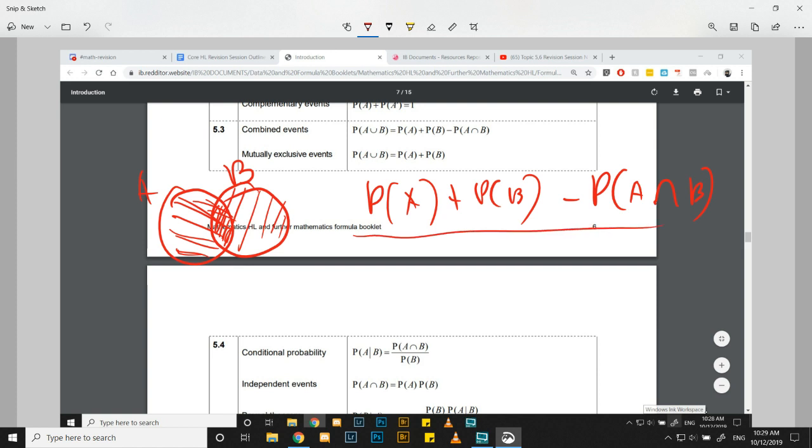If they're mutually exclusive events, that means they have no intersection at all. They're just A and B, two separate values. That means this formula comes into use, and you can see obviously that for A union B, both of them occurring together, it's P(A) plus P(B).